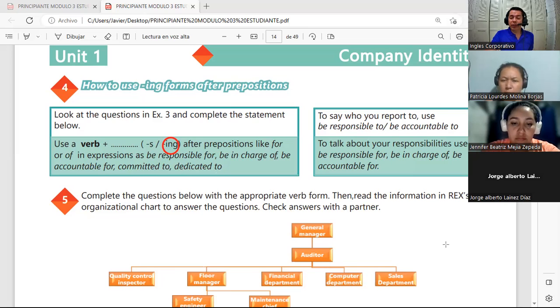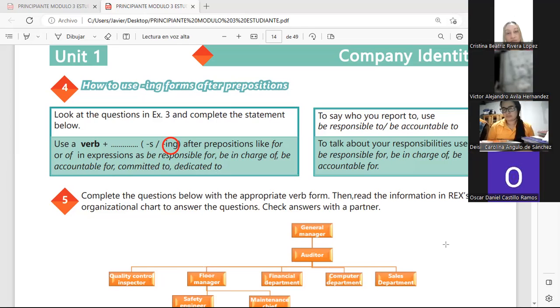Another example could be, Oscar is dedicated to working every day, right? Those are just examples, right? But remember that after the preposition, we use ing. Okay.